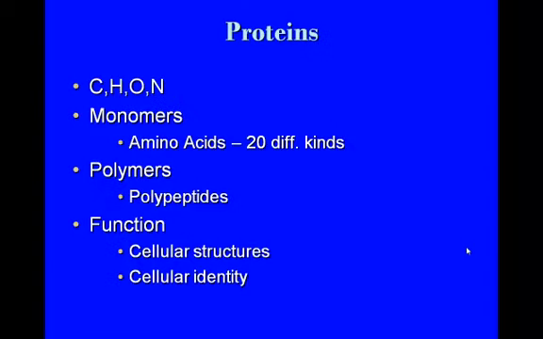All right, let's move on to proteins. Ooh, I love some proteins. Proteins are made from carbon, hydrogen, oxygen, and nitrogen. Our monomer here is an amino acid, and there are 20 different kinds. Now, a polymer is going to be a polypeptide. Okay, what's a peptide then? A peptide is a string of amino acids.